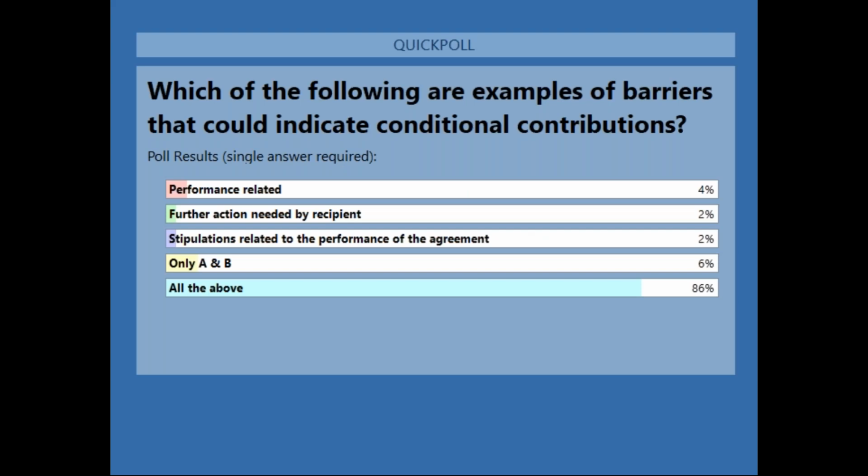So it looks like most of you said all of the above. The performance-related metrics, further action that might be needed, or any stipulations would all be examples of conditional contributions. So that is a good answer. All of those things should be considered.